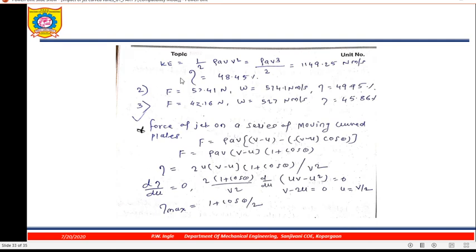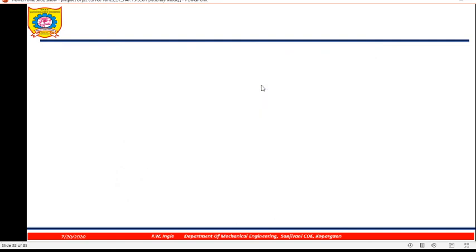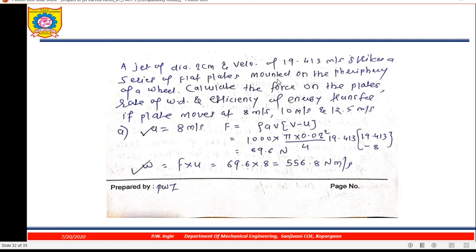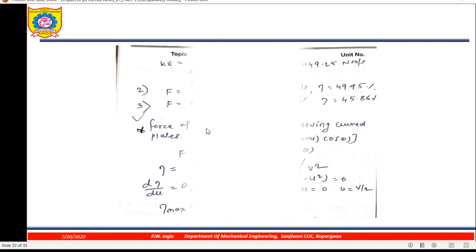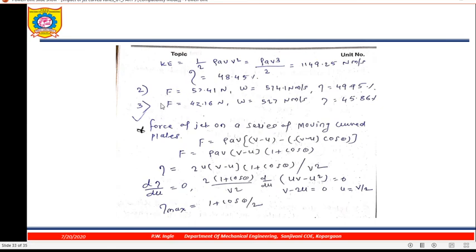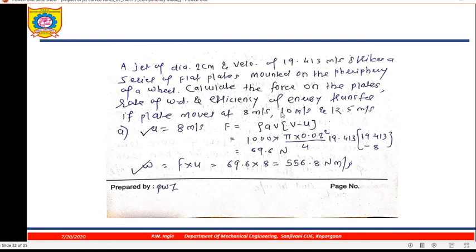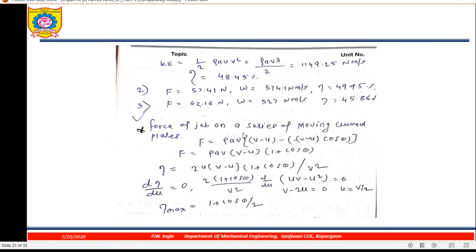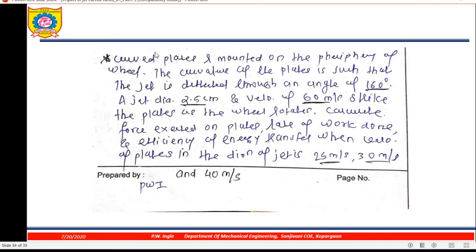Then calculate for the plate moving at 8 meter per second, 10 meter per second, and 12.5. So for the velocity U equal to 8 meter per second, calculate work done, kinetic energy, and efficiency. Similarly, you can calculate for the remaining velocities, that is 10 and 12.5. Very simple. Now the force exerted by the jet on the series of moving plates, we have already calculated the equation, we have already found out and discussed. So a problem based on that.